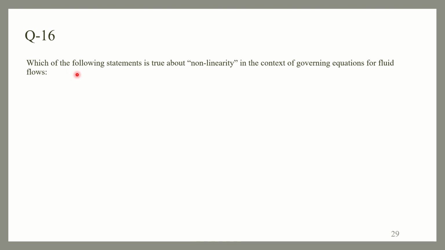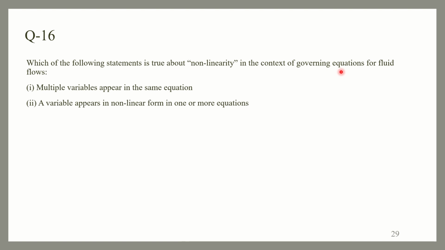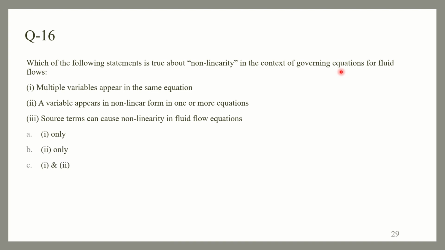In question 16, which of the following statements is true about nonlinearity in the context of governing equations for fluid flows? 1: Multiple variables appear in the same equation. 2: A variable appears in nonlinear form in one or more equations. 3: Source terms can cause nonlinearity in the fluid flow. Option A, 1 only. Option B, 2 only. Option C, 1 and 2. Option D, 2 and 3.